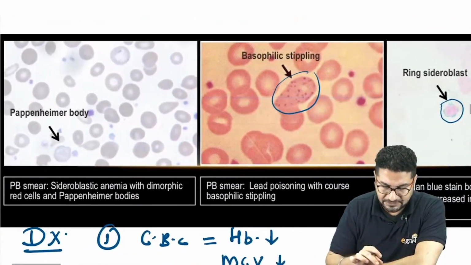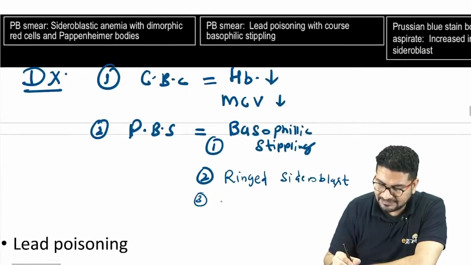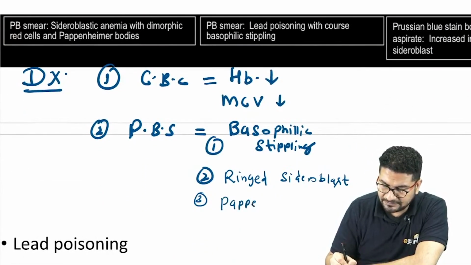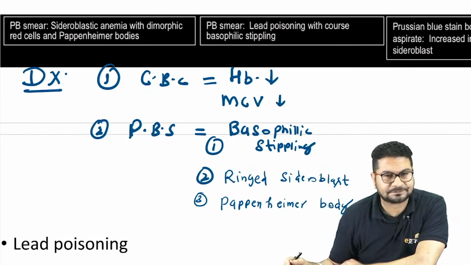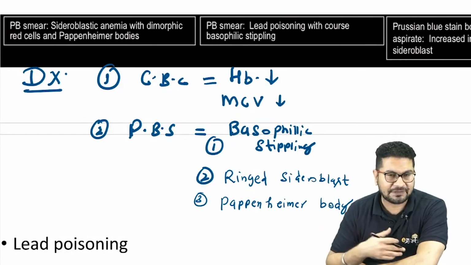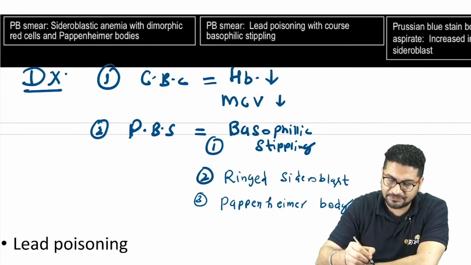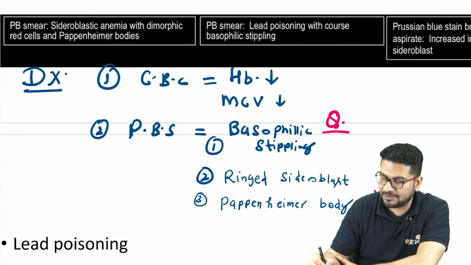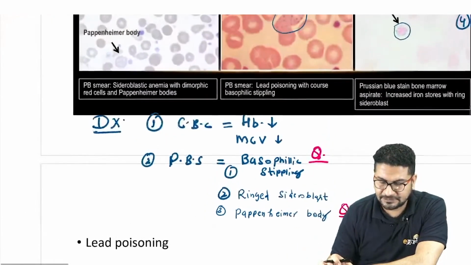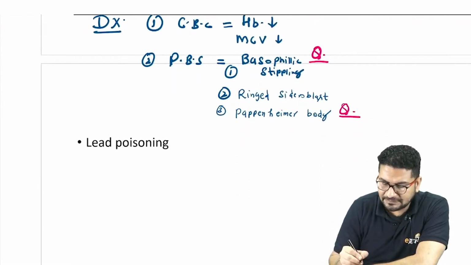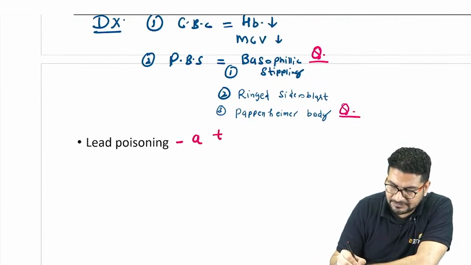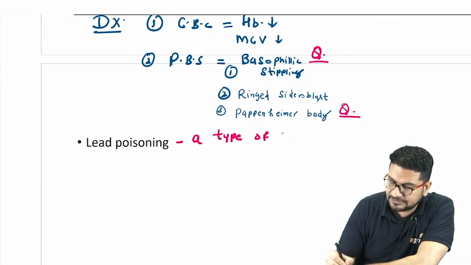Sometimes you will see calcium containing bodies. Remember, they are not always seen. We call them Pappenheimer bodies. They are not seen in all patients, but they are asked as MCQs. So remember, basophilic stippling is an MCQ, Pappenheimer body is an MCQ. These two MCQs came in the exam. And I told you, lead poisoning is a type of sideroblastic anemia.